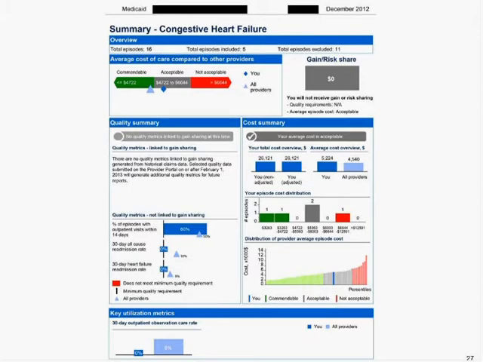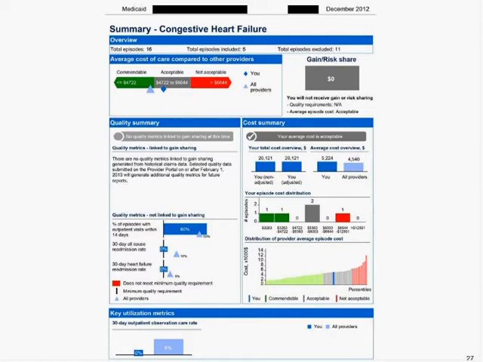And lastly, on this page, you will see the key utilization metrics. Currently, the only metric being tracked is the 30-day outpatient observation care rate. You as the provider, again, are shown in dark blue and all other providers in light blue. This may help you see where improvements could be made. It may also encourage you to identify other providers to see how they might have achieved better rates.